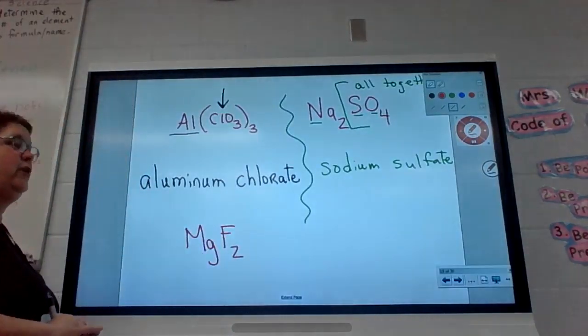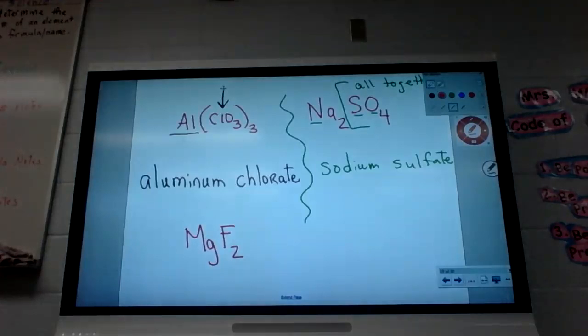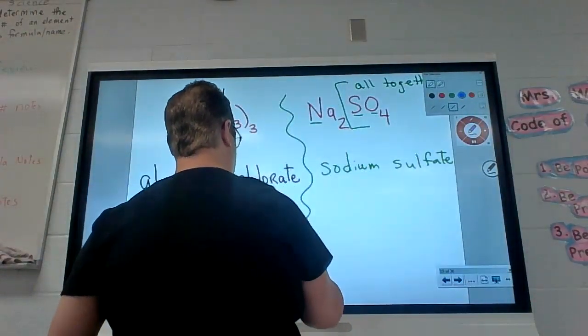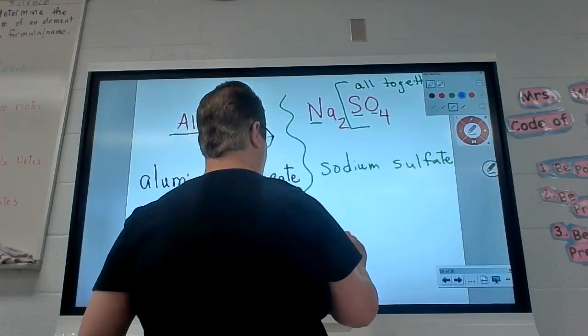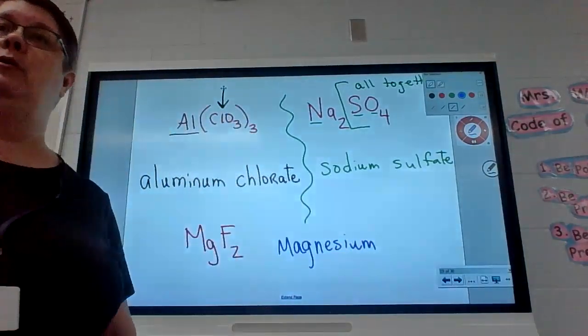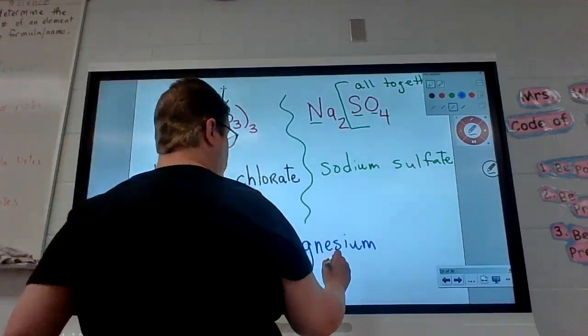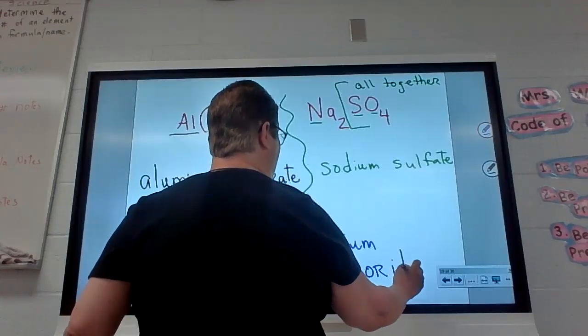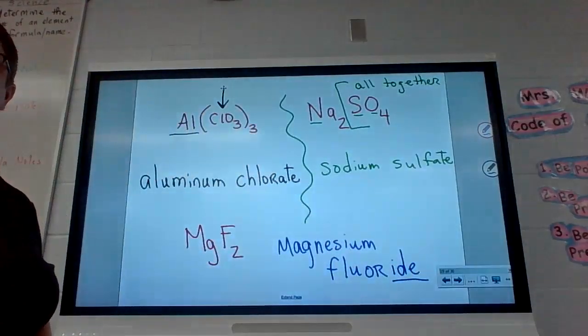All right. So if we do MgF2, how many capitals? 2. So this time, will we look it up on the orange card? No. We're looking on here. Look at all the periodic tables. So what's Mg? Magnesium. What's F? F is for fluorine, and I do what to it? I change it to I. Everybody got it? Yeah. All right.